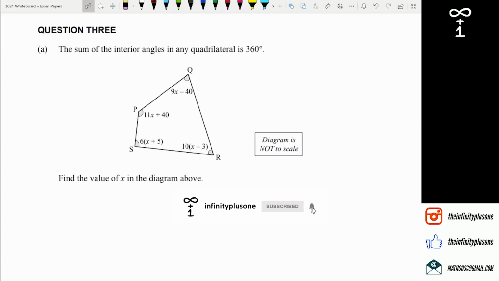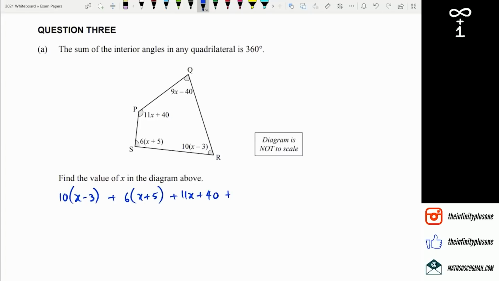All right, guys, now we go to question 3 here. What we've got here is a quadrilateral, and we've got 3 angles, and they add up to 360 degrees. Lovely. So basically what we've got is those 4 angles. They are actually adding up to 360. So we've got 10 times x minus 3 plus 6 times x plus 5 plus 11x plus 40 plus 9x minus 40. All of that is equal to 360 degrees.